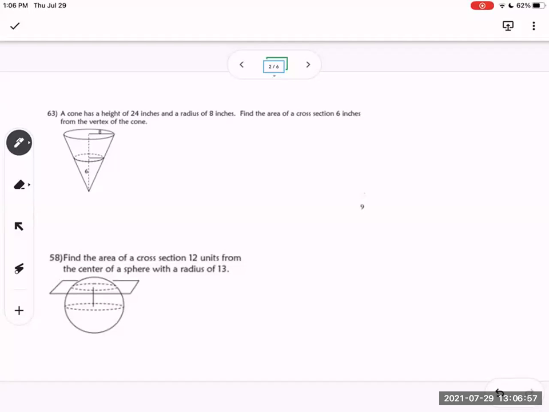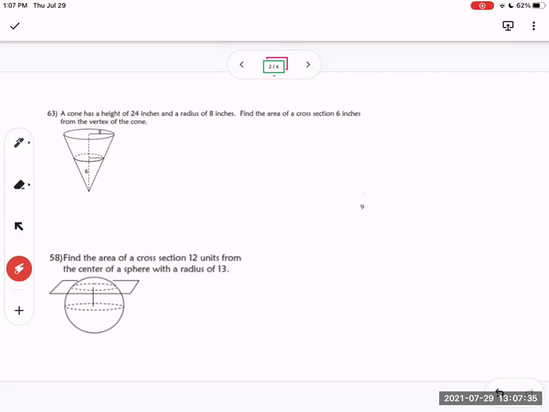So this first question we have here says the cone has a height of 24 inches and a radius of 8 inches. Find the area of a cross section 6 inches from the vertex of the cone. So here's the vertex of the cone. It's the point at the bottom that's 6 inches away right there. Well, we know that these triangles are similar triangles because these are both right angles here, and these angles would be the same because these are parallel lines. So that's one piece of information that maybe you didn't know.